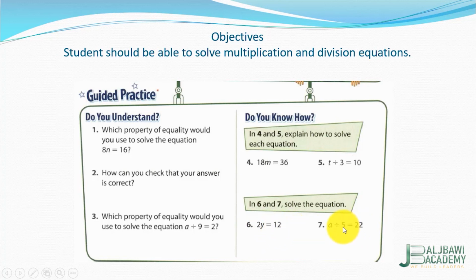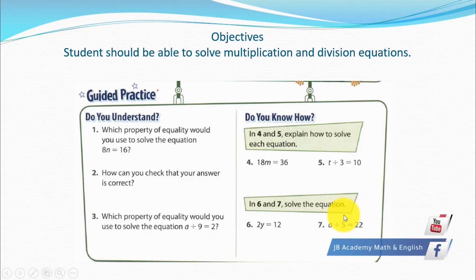In the second one, number 7, a divided by 5 equals 22. So we need to multiply both sides by 5. We use the opposite operation, so multiplication will undo the division. So a equals 22 multiplied by 5 equals 110.